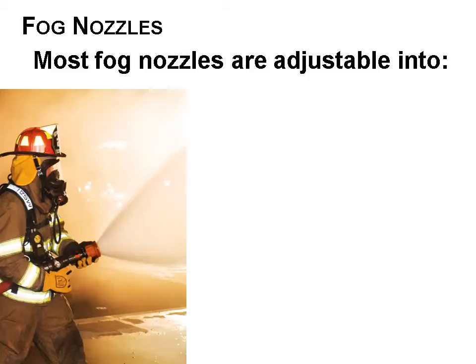Fog nozzles. Most fog nozzles are adjustable into a straight stream, narrow fog stream, or a wide angle fog stream. A straight stream from a fog nozzle does not have a solid core of water like a solid stream nozzle or a smooth bore. You have that little round disc in the center, so it doesn't have a solid stream of water. That's why you have a better reach and penetration with a solid bore than you do with the fog nozzle.